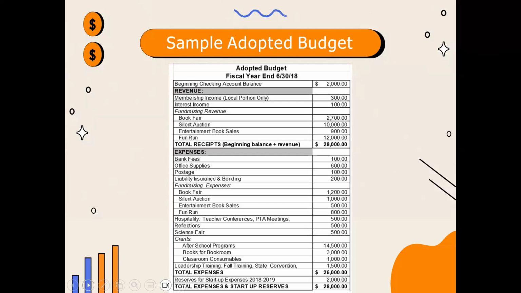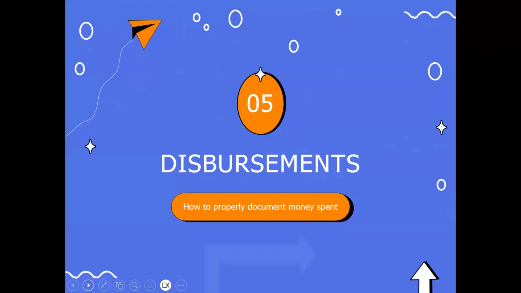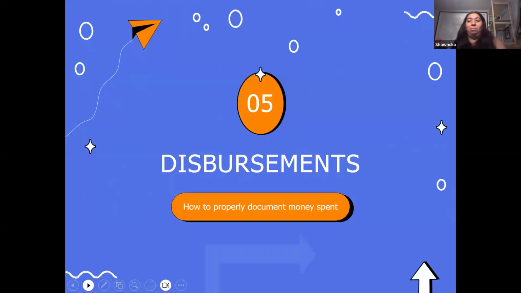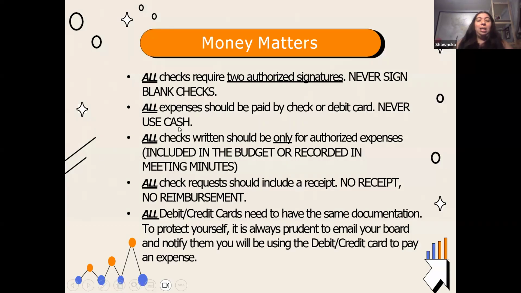Those are great questions. All right, so disbursements, again, how to document money being properly spent. Making sure that the checks require 2 signatures. Banks are likely not going to take them if they don't have both signature lines signed anyways. All expenses should be paid by check or debit card. Never use cash. It's just a hard paper trail.